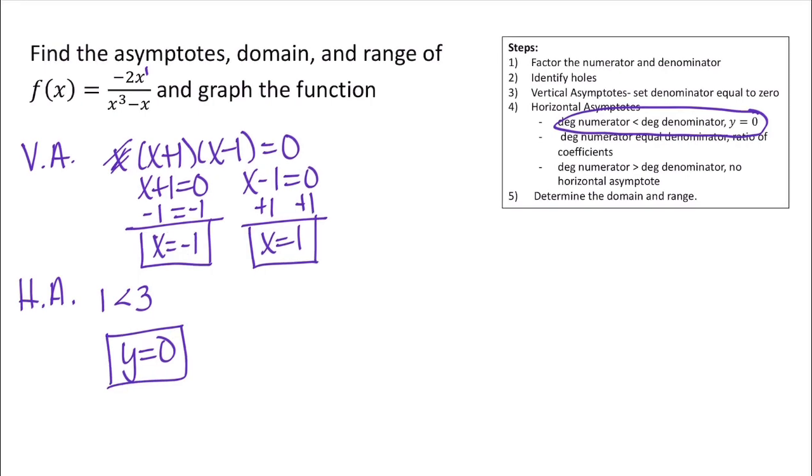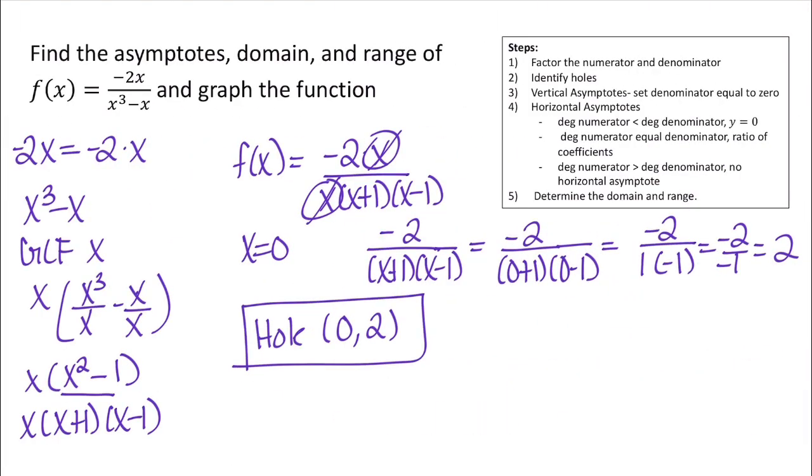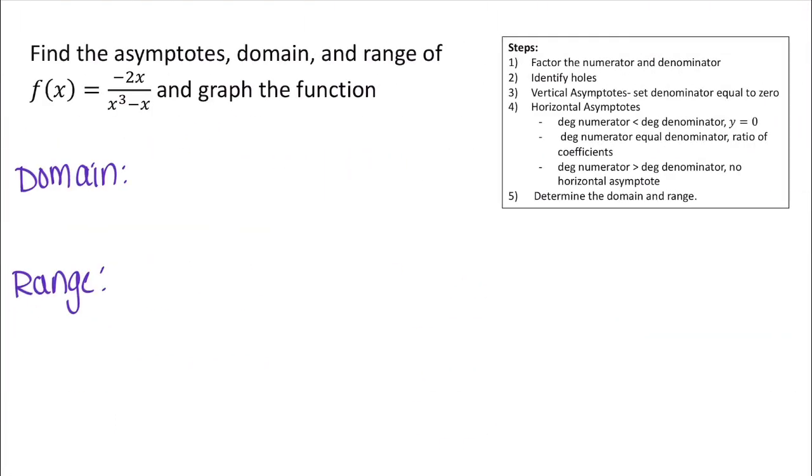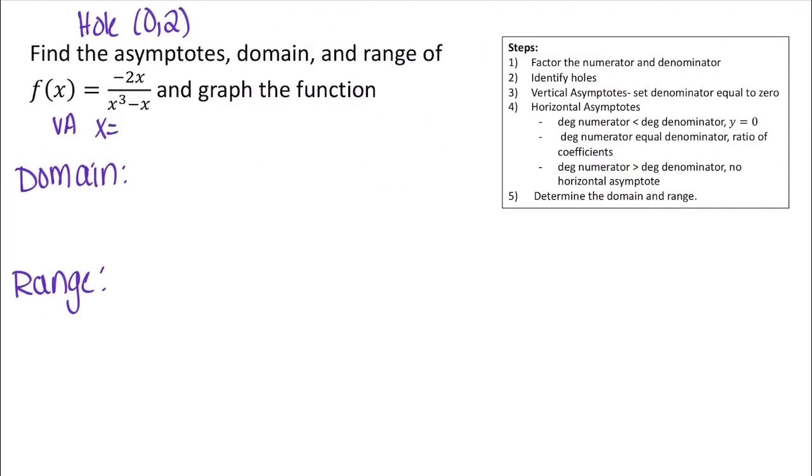So now let's go ahead and figure out the domain and range. So we're going to include all values except where we have asymptotes or where we have holes. So if we go back, remember we have a hole at (0, 2). Okay, so we're going to say the hole at (0, 2). And then we have our vertical asymptote at x equals negative 1 and at x equals 1. We have our horizontal asymptote at y equals 0. So we're going to use all of these values when describing the domain and range.